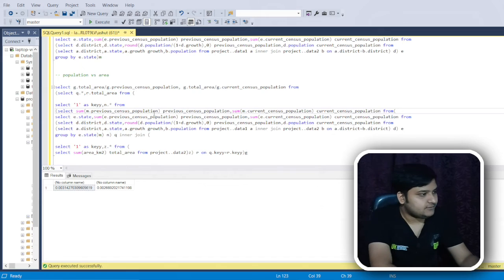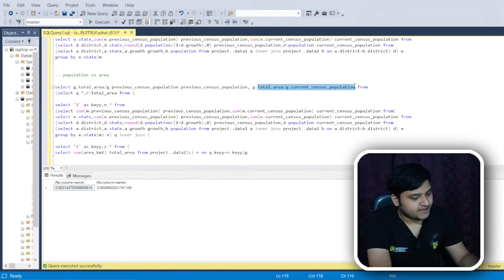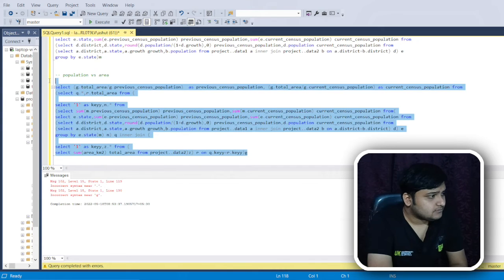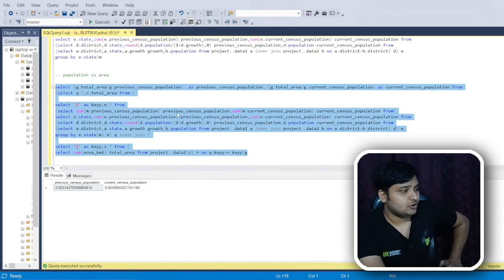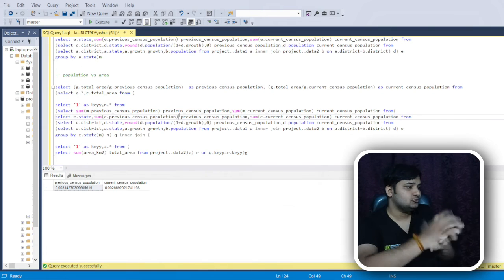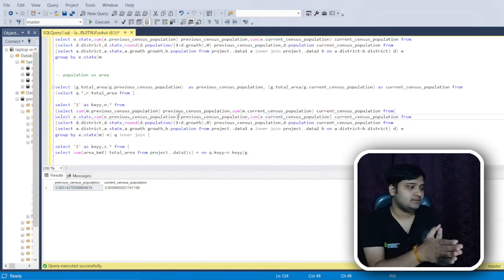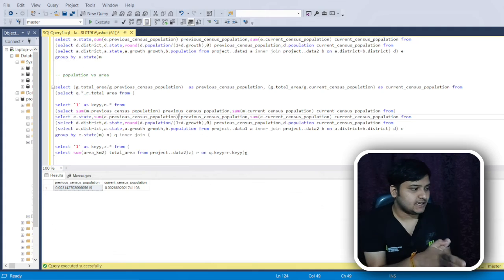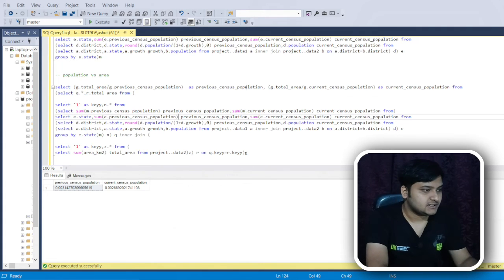So the very first is for the previous census population. I would just write this to distinguish it, and the very second is for the current census population. I would just write the column names, and I would run the query again. So you can see in the very first column I have the previous census population, and in the second column I have the current census population versus area.